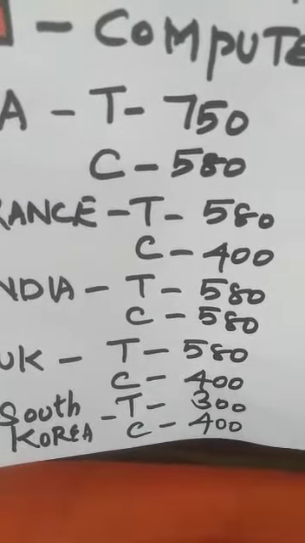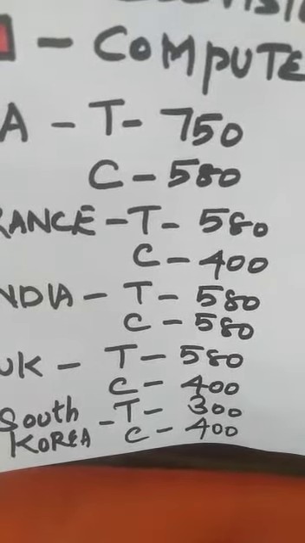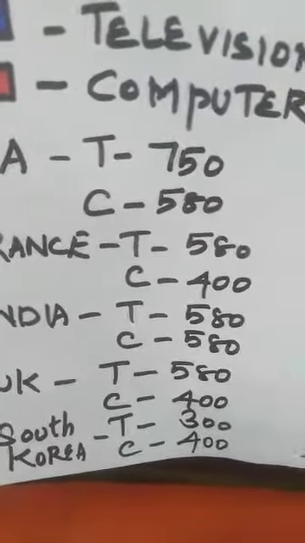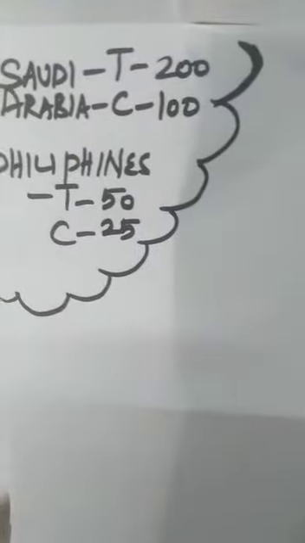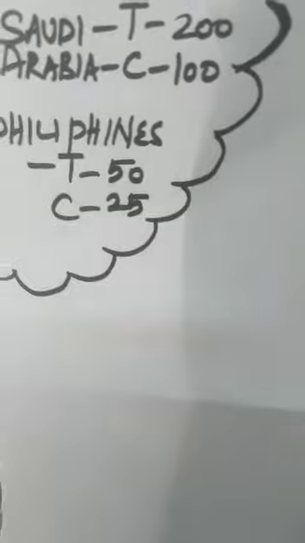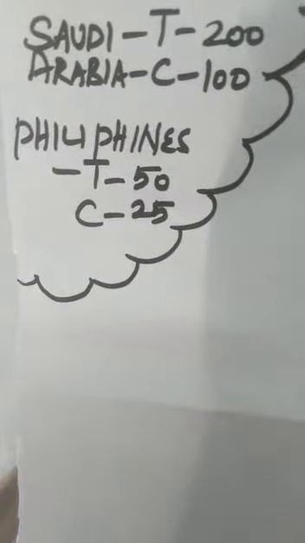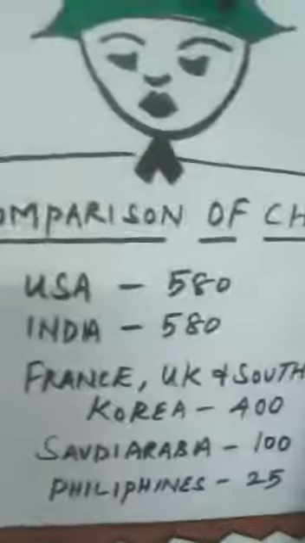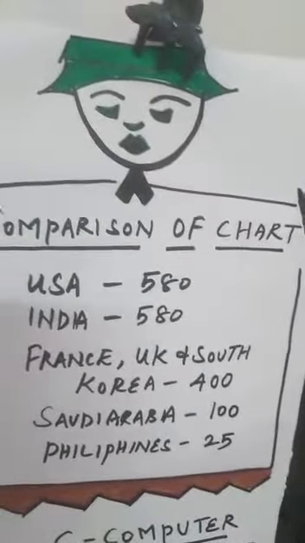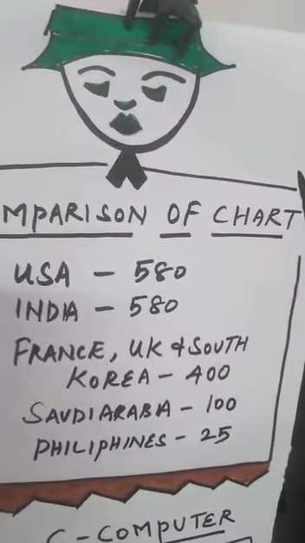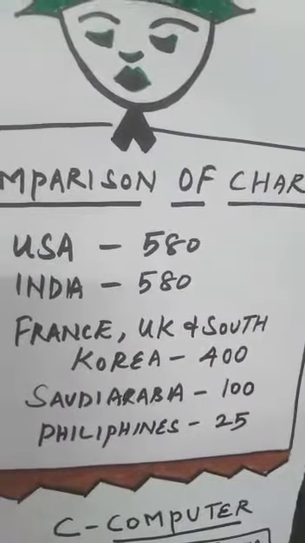And then South Korea, television they buy only 300, but computers they buy more. Next, for Saudi Arabia, they are interested to buy television and less interested to buy computers. Next, the Philippines, I think this is the lowest number of people purchasing TVs and computers. So when you compare the chart, I give the comparison of the chart: USA, India, France, UK, South Korea, Saudi Arabia, Philippines.